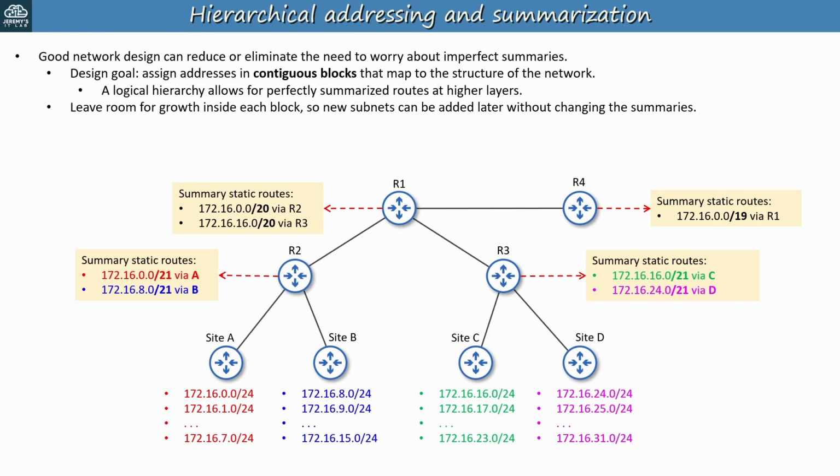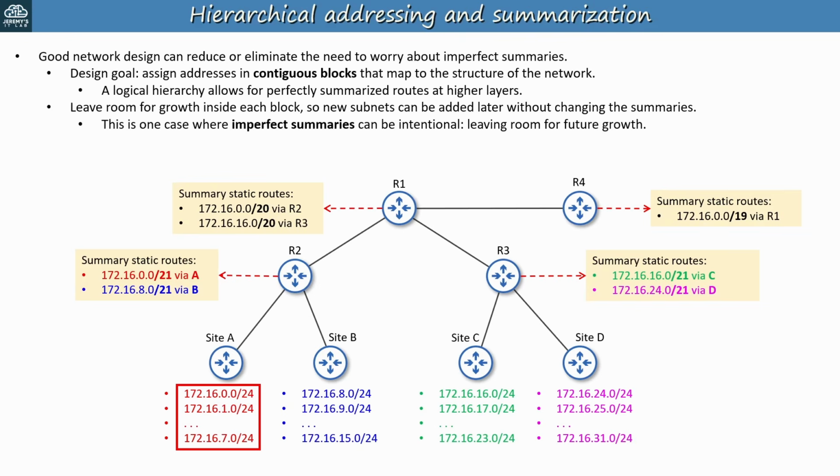In this diagram, each site is using its entire block, so the summaries are perfect. But for example, perhaps Site A only uses these 2 subnets at first, 172.16.0.0/24 and 172.16.1.0/24. If you plan on expanding it to include up to 172.16.7.0/24 in the future, it's perfectly fine to configure a summary on R2 that is larger than needed at first. That means you can add new subnets without having to modify the summary routes later. This is one case where imperfect summaries can be intentional, intentionally leaving room for future growth.